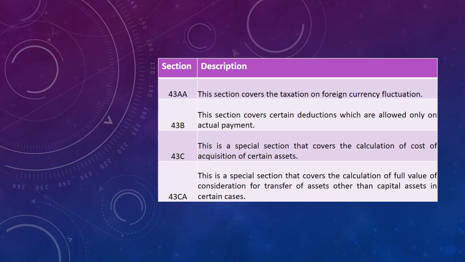Section 43AA. This section covers the taxation on foreign currency fluctuation. Section 43B. This section covers certain deductions which are allowed only on actual payment. Section 43C. This is a special section that covers the calculation of cost of acquisition of certain assets. Section 43CA. This is a special section that covers the calculation of full value of consideration for transfer of assets other than capital assets in certain cases.